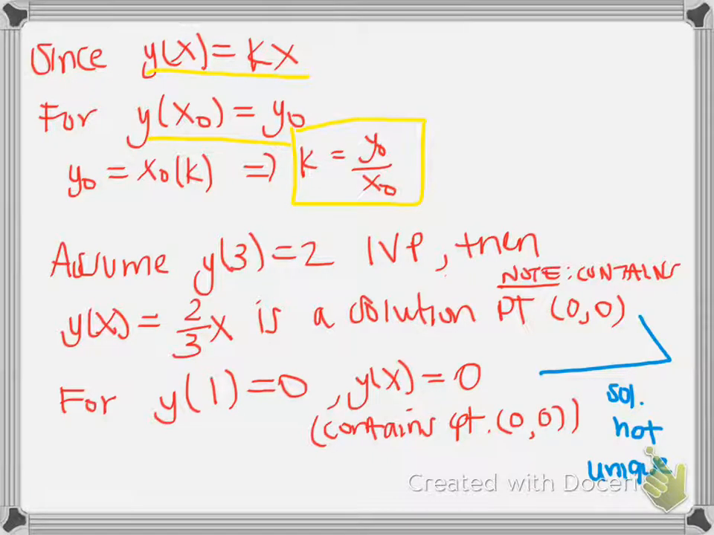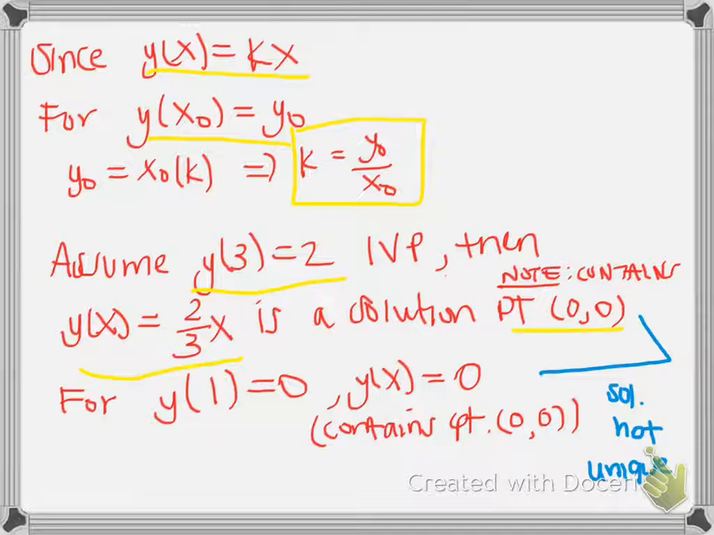So k is y sub naught over x sub naught. And let's assume that we're given the initial condition of y of 3 equals 2. Well, then our solution when we solve for k is going to be y of x equals 2/3 x. Okay, you guys see that? All right, so y is 3 and x is 2, so 3/2 is our k. And notice that it contains the point 0, 0, right?